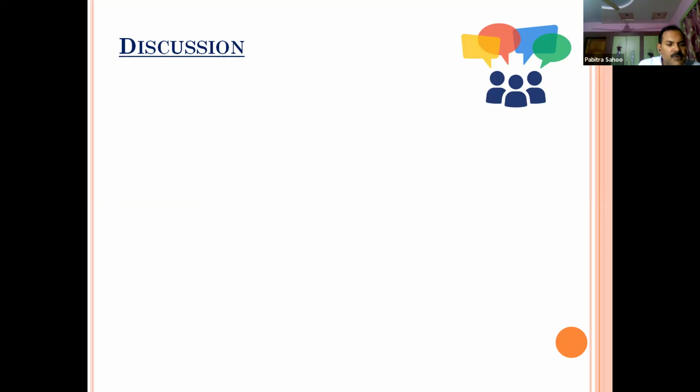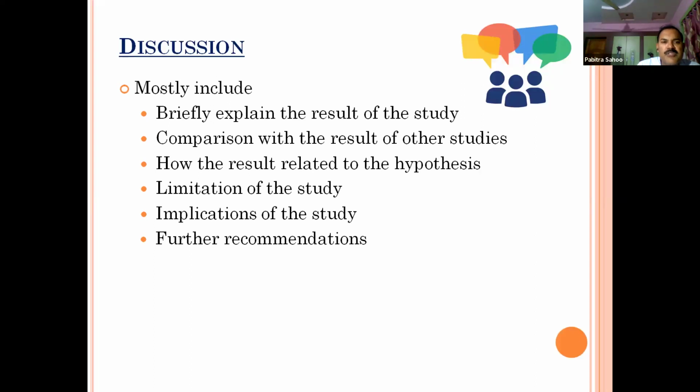So this section, discussion, explains the interpretation of the results. Discussion is the comparison of the results of the current study with those of other findings and integration of this new information with established theory and practice. Whatever things you have got in your research article, compare with the old articles and how it differs from the other articles, how it can be generalized to other studies, everything is discussed in the discussion section.